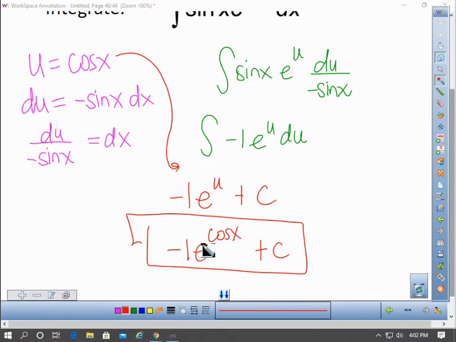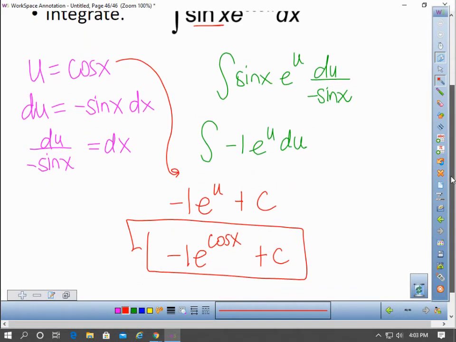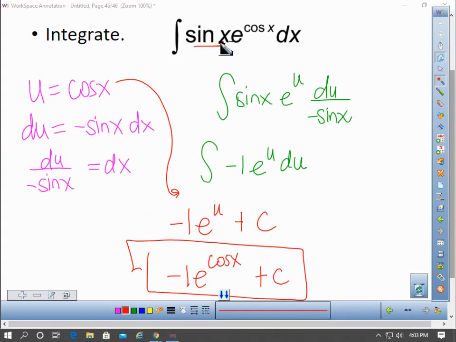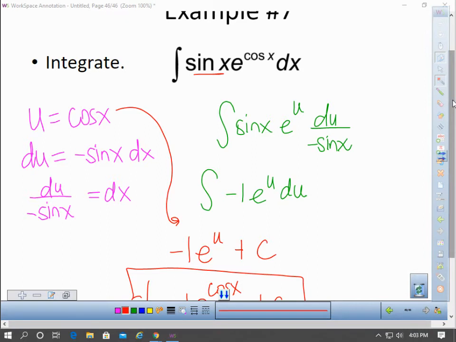Because when you take the derivative of e, all you do is chain on the derivative of your exponent. And the derivative of cosine is negative sine. So the negatives are going to cancel, and then you're going to have a multiplication of a sine, which is that right there. So when I take the derivative of my answer, I should get the original problem back. I know I'm right. Okay? You should never get these wrong. Ever, ever, ever.